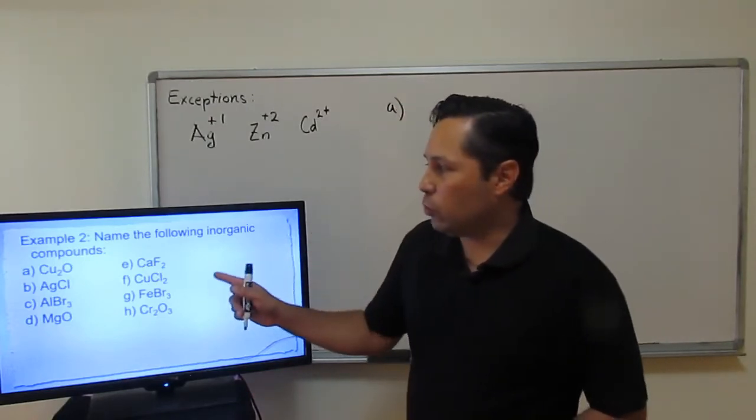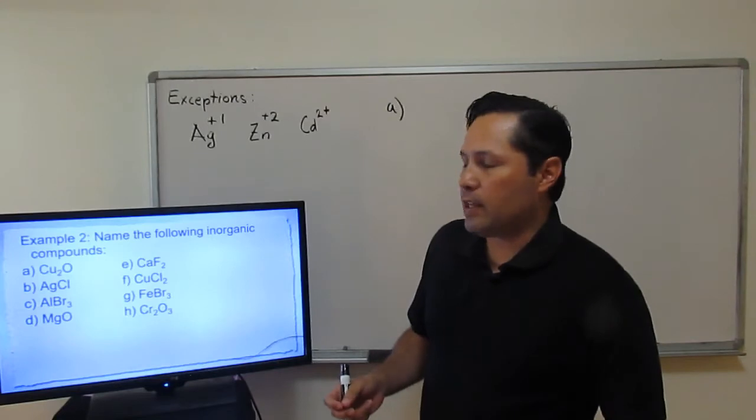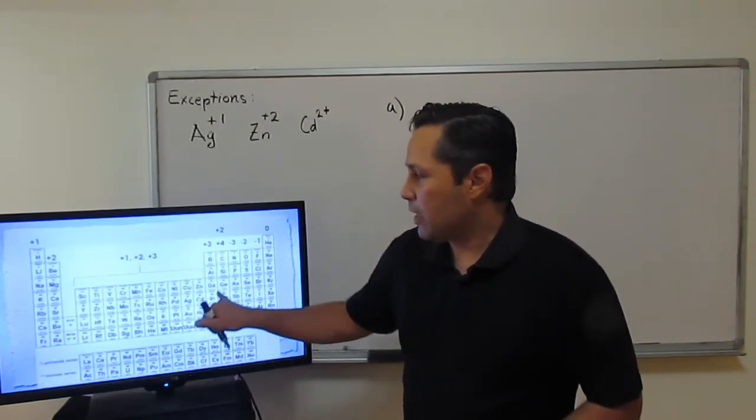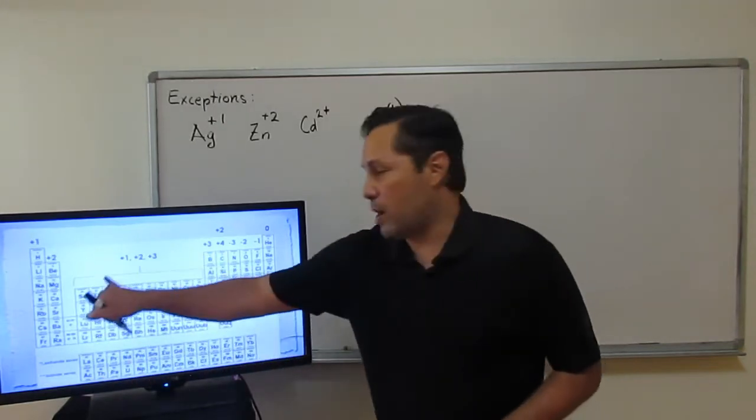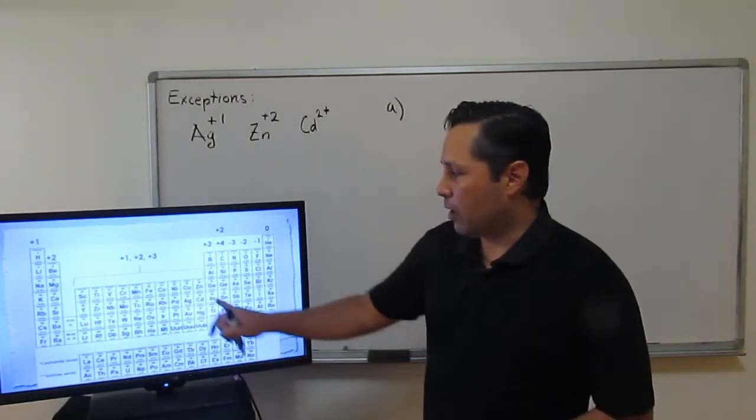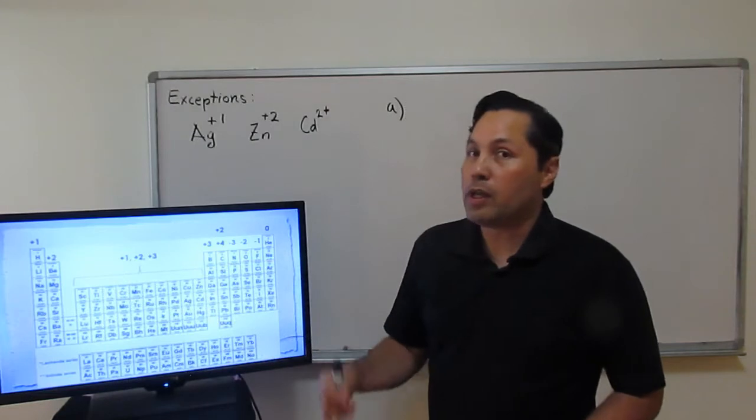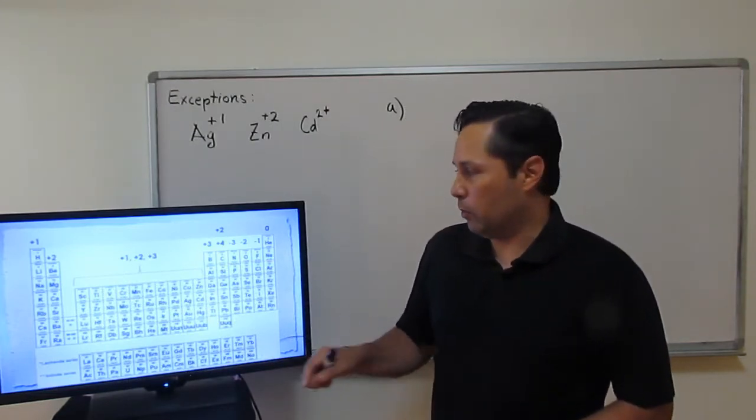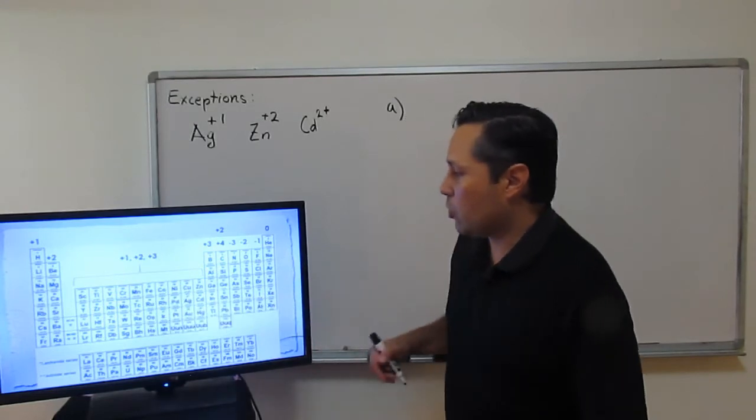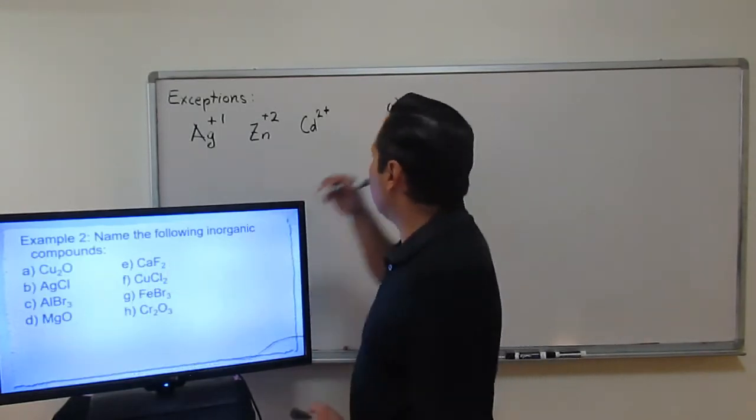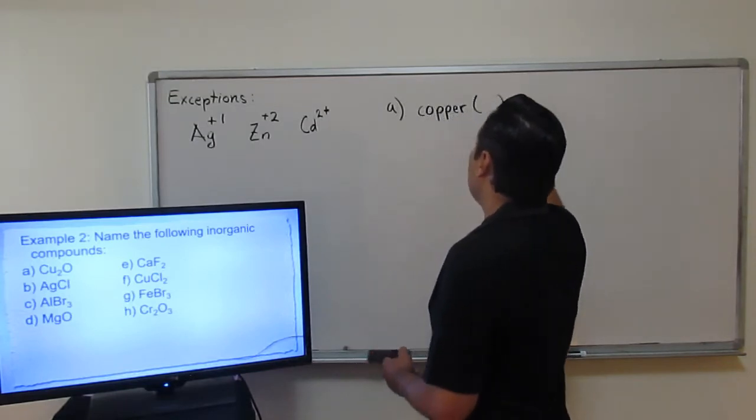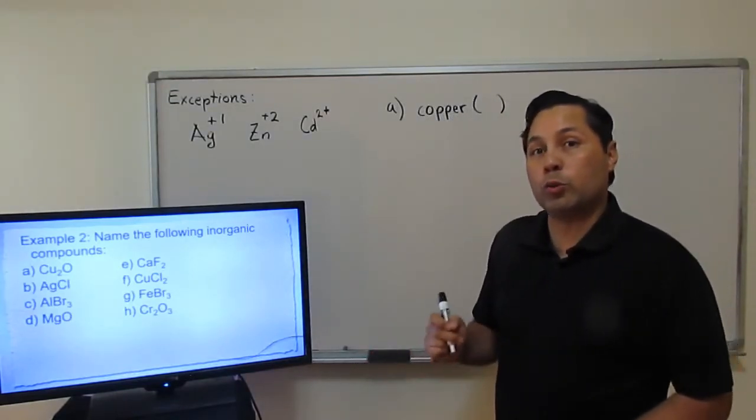We have Cu2O. The reason why this one's more challenging is because Cu, that's copper, there it is, it's in this middle block, the transition metals. And that middle block, it could be a 1, a 2, or 3. So we got to figure out what is the oxidation number and write it down as a Roman numeral. I do know that Cu is copper, so we begin by writing the name, copper, and leave some blank parentheses there where the Roman numeral will go.